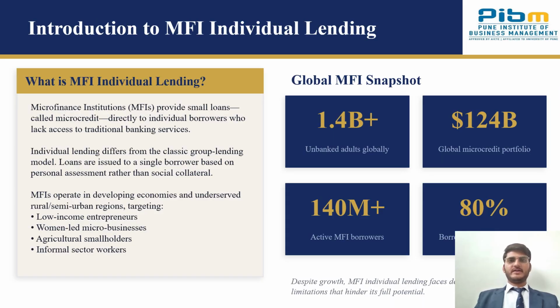MFI individual lending means providing microcredit directly to a single borrower based on personal assessment, not group collateral. So the scale is significant. 1.4 billion adults remain unbanked globally. MFIs manage a 124 billion US dollar portfolio serving 140 million plus borrowers, mostly in Asia and Africa. Clients are low income entrepreneurs, women in micro businesses, small farmers, and informal workers, people traditional banks won't serve. Despite this reach, individual lending faces deep structural limitations that we'll explore now.